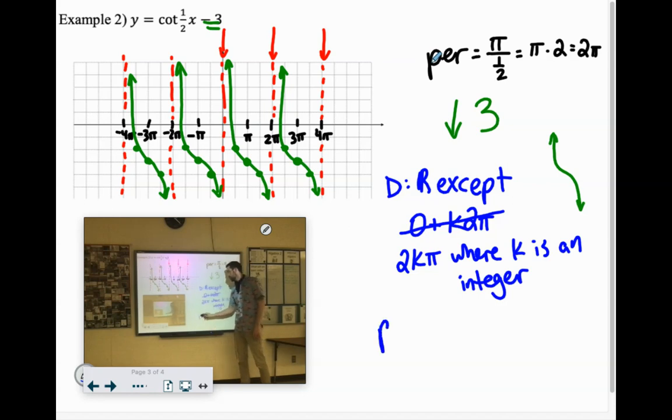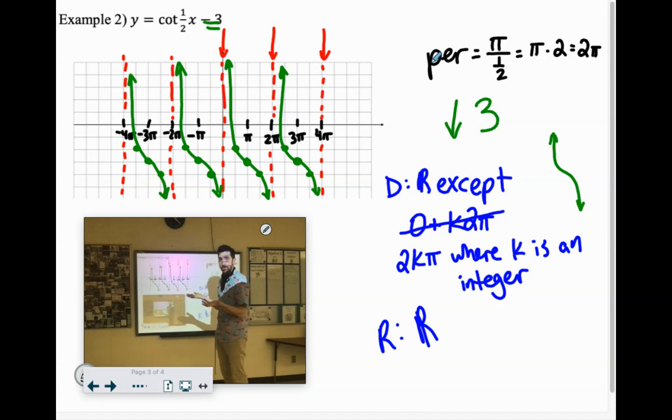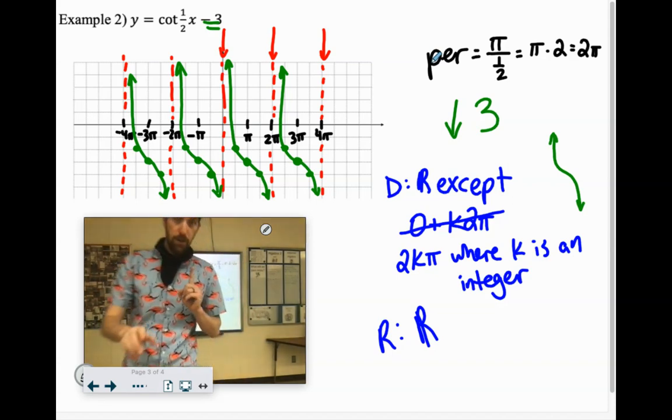And then the range, it goes on forever vertically, so that'll be all real numbers. So make sure you pick an asymptote plus k times the period, okay? And a lot of times the asymptote is 0, so you don't even need to write the 0 plus part. So let's try one more super complicated one.